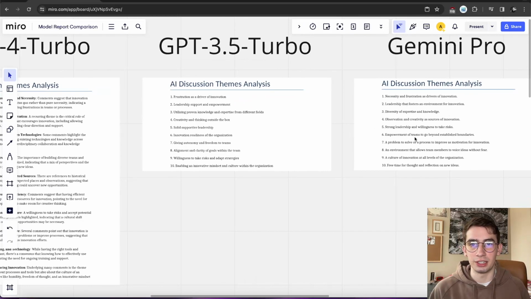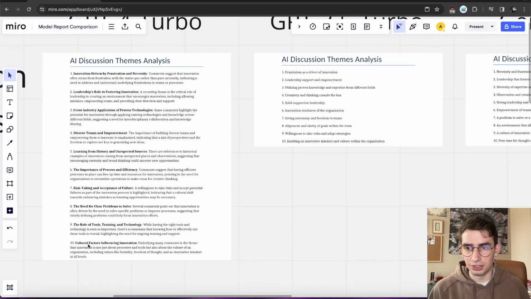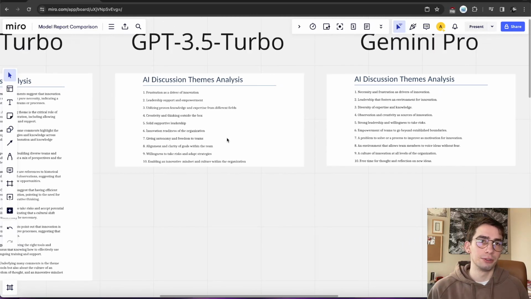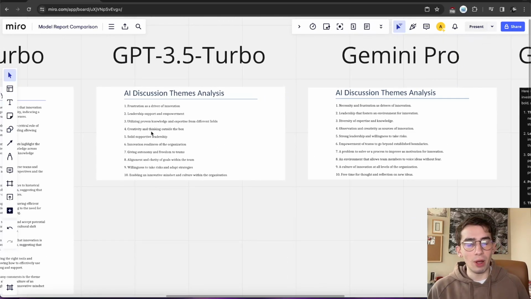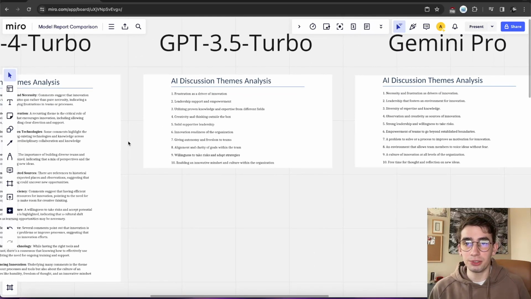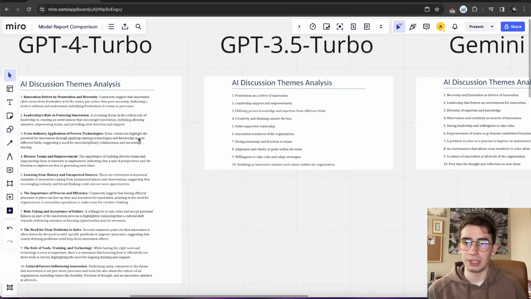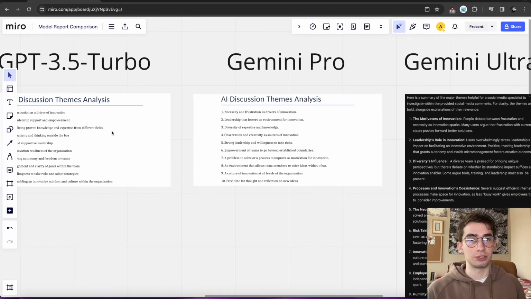Things like diversity, and diversity I know is somewhere in here. Yeah, number 4 for Turbo. But while they did get a lot of good themes, and this is perfectly usable as well, it didn't necessarily provide that extra reasoning as to why.